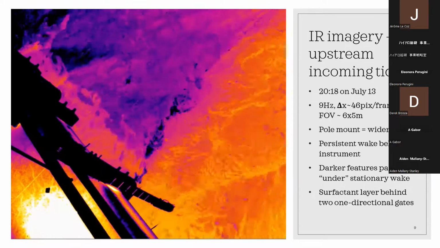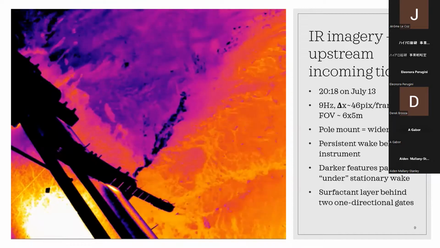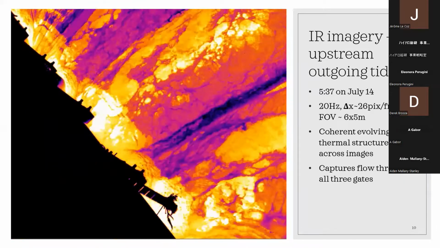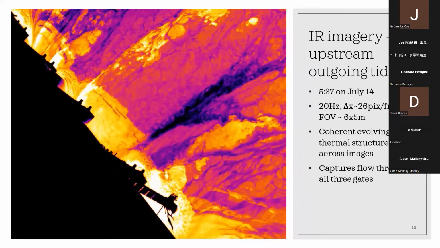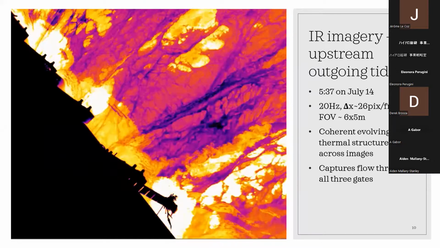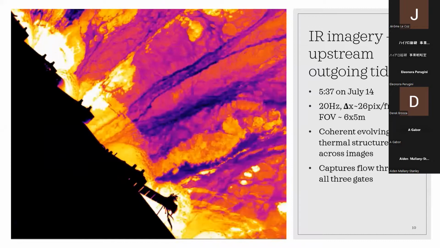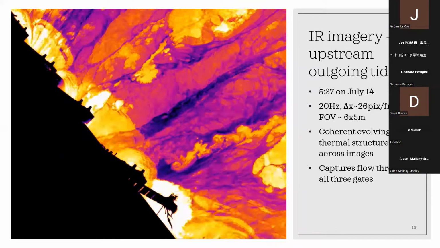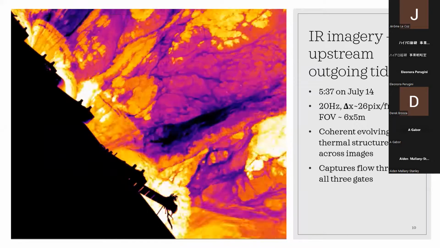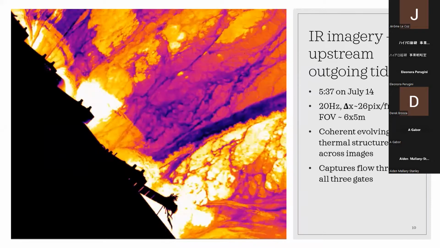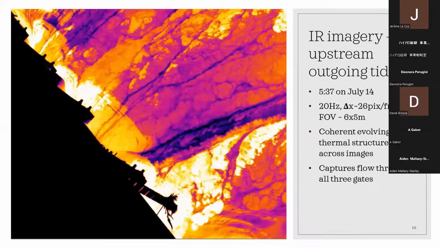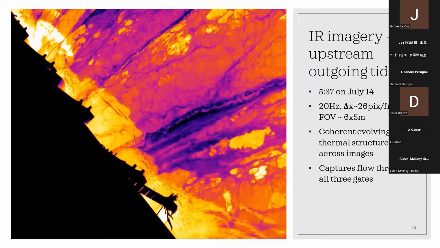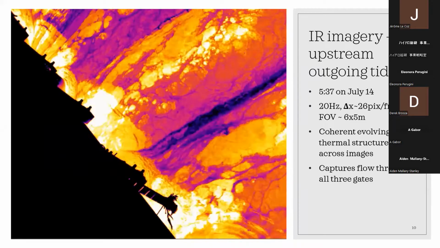But what happens when the water turns around? When the tide starts going out here, you get flow through all three gates, and we can see all the way across. So really good coverage, and you get these very coherent thermal structures that are changing quite quickly, but you can track them from frame to frame much more easily than the aerated flows, where you have some surface features that don't move and some that do. Everything's moving together here, which we love to see.